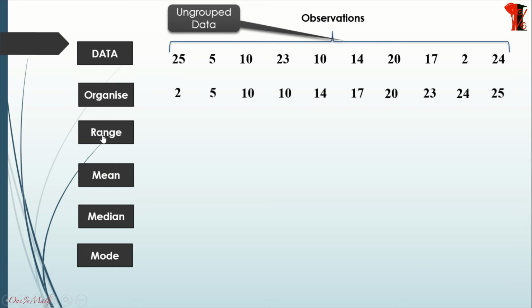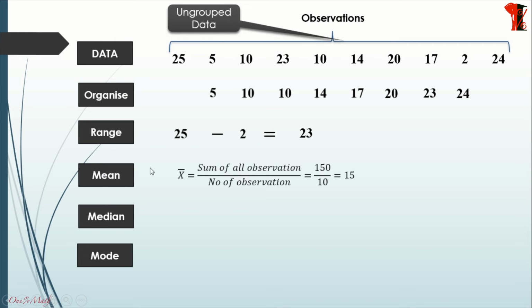Next comes range. The range is the difference between the highest observation and the lowest observation. So here the range is 23. The next is mean. The mean is simply called the average. It is the sum of all the observations divided by the number of observations. When you add all the observations, you get 150, and there are in total 10 observations, so you divide by 10. We get the mean as 15, that means an average of 15.